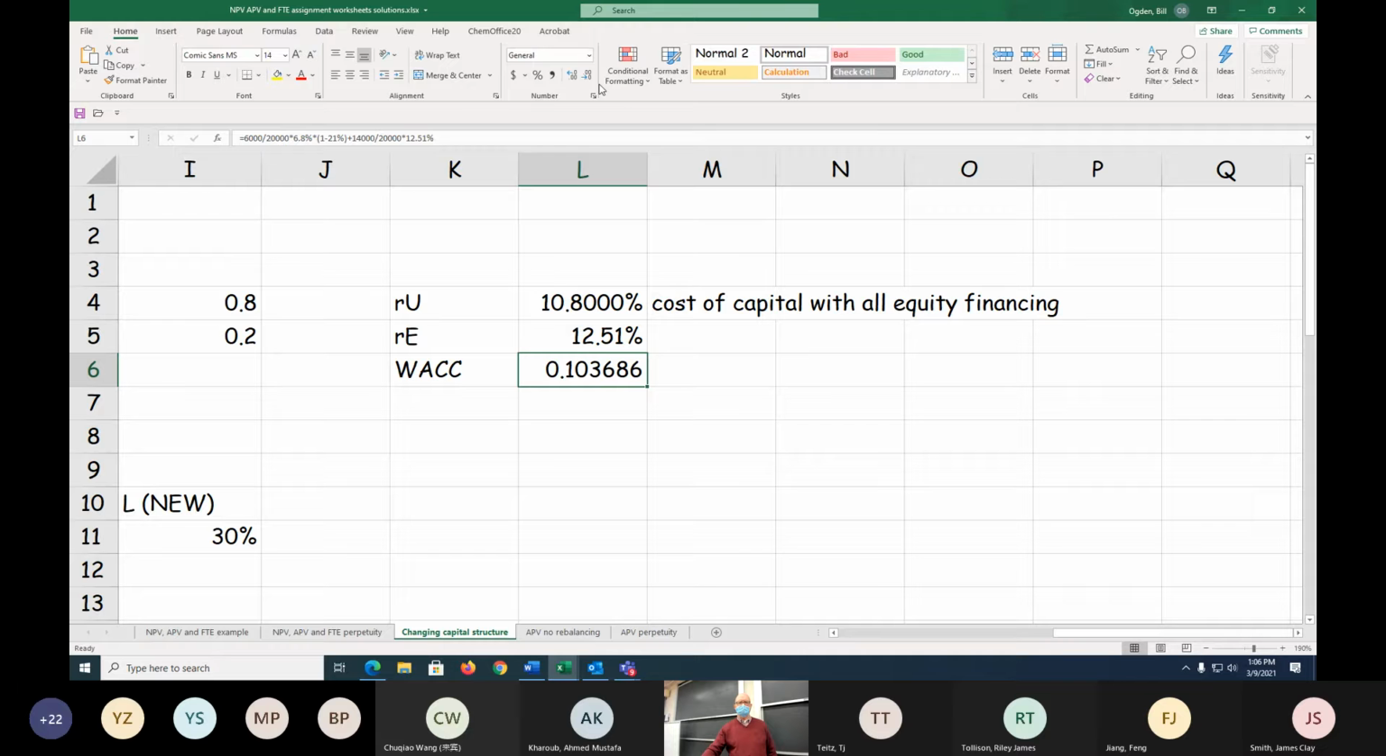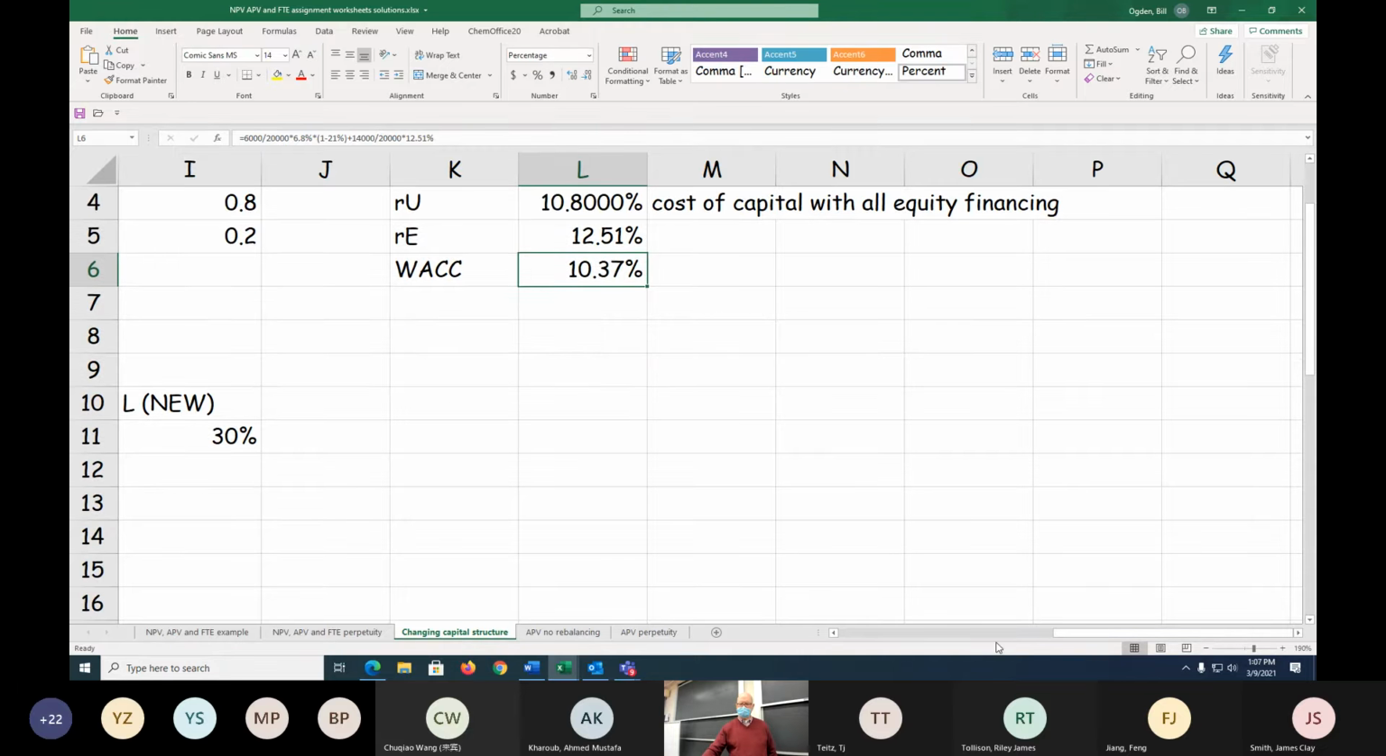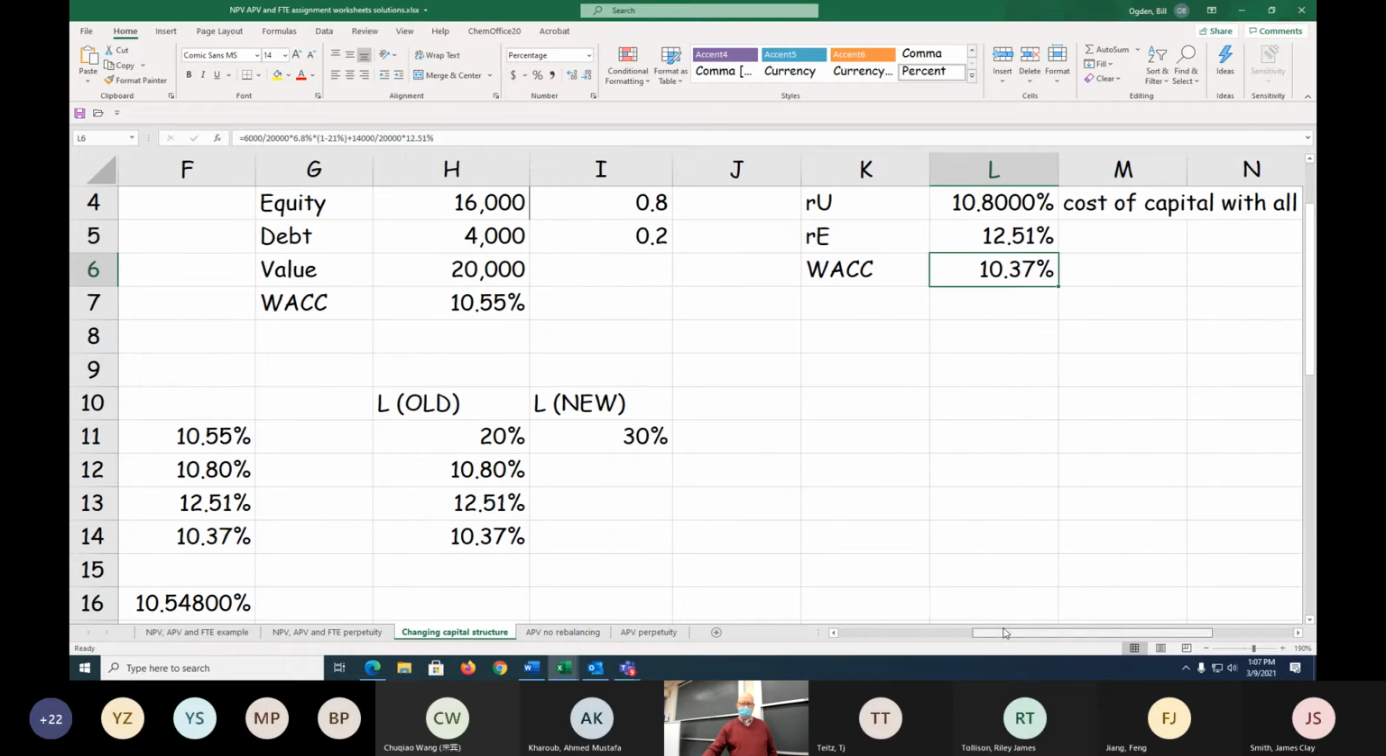And so we get a new WACC. How close did we come? That's pretty good, I think. Yeah, that's what I got when I just pointed.